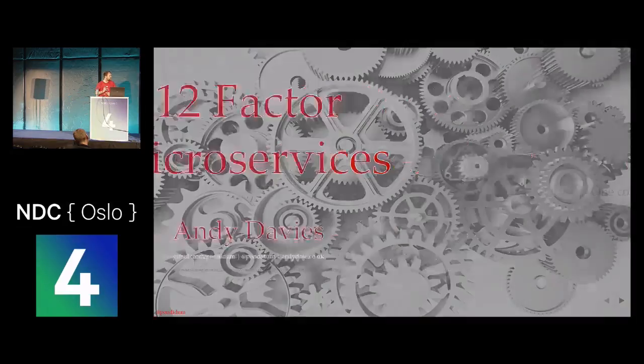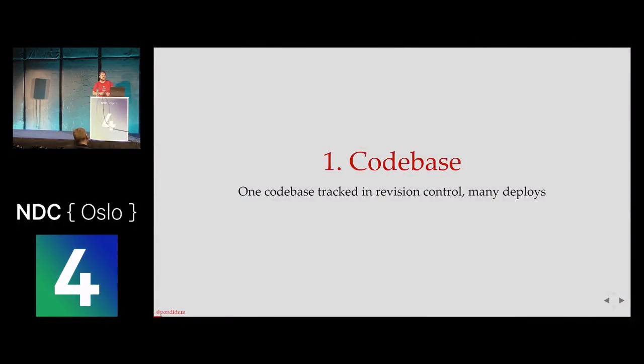That being said, the first one is the Codebase. You should have one Codebase tracked in revision control and many deploys. Now, this means a one-to-one mapping of a repository to an application. It lets you answer questions fairly quickly as well. Where's the web UI? Well, it's in the repository called web UI, rather than in a folder called documentation in the utilities repository, which is on a different account for reasons. So you're going to try and remove some friction by naming things and putting them in the right place.